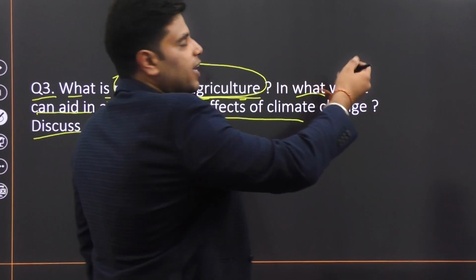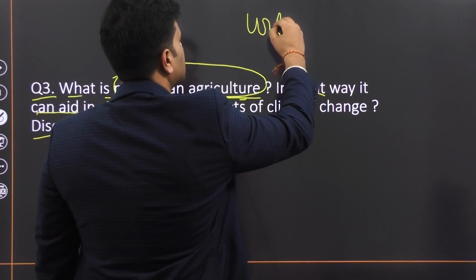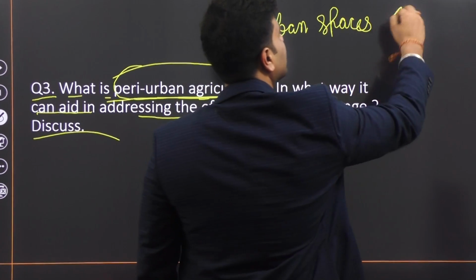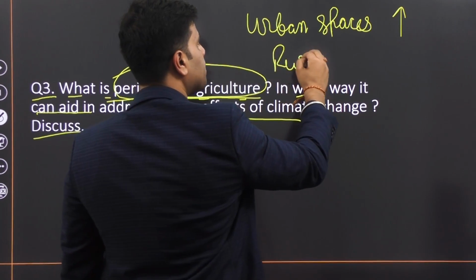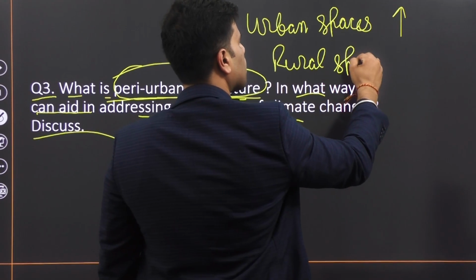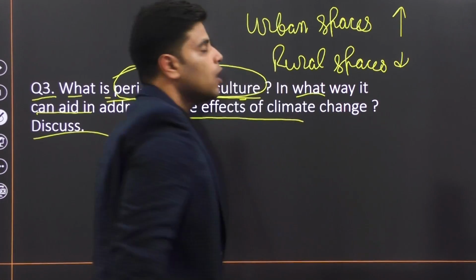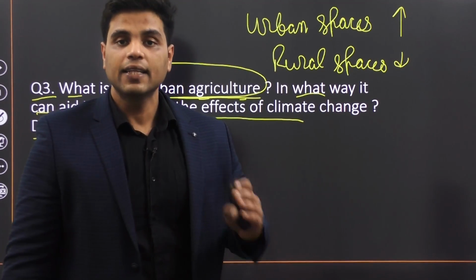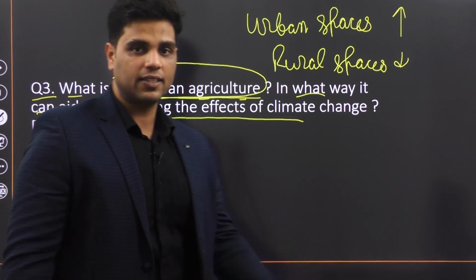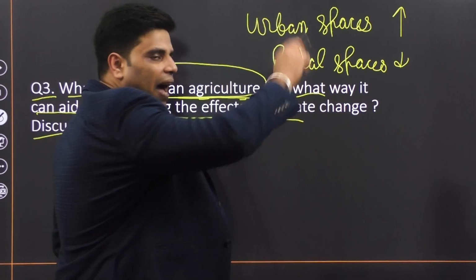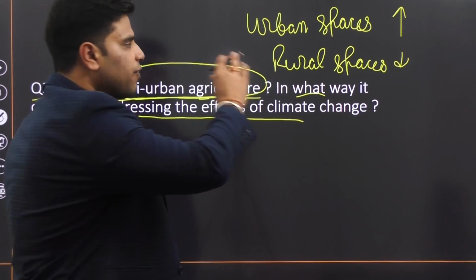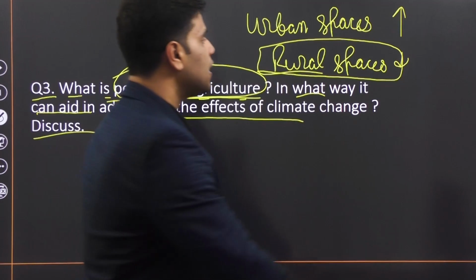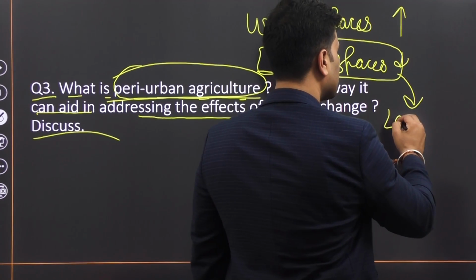What we're trying to say over here is that urban spaces are increasing and rural spaces are declining. Urban population is increasing, rural population is declining. That is what we mean by urbanization. So if agriculture is completely confined to rural spaces, then we can safely say that land for agriculture is declining.